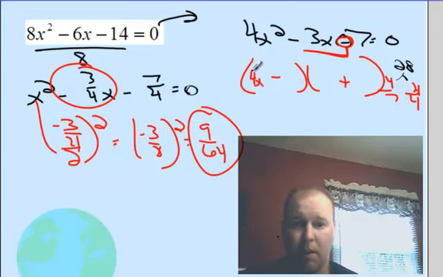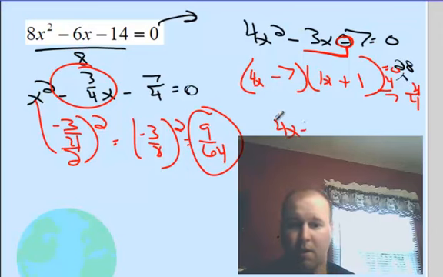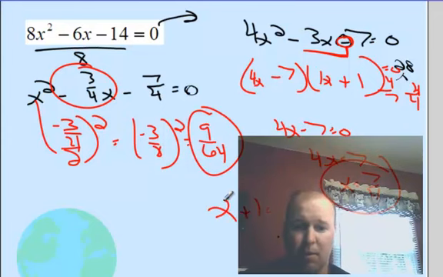So 4x minus 7, 1x plus 1 equals 0. Let's get some solutions. 4x minus 7 equals 0. 4x equals 7, x equals 7/4. And on the latter side, x plus 1 equals 0, so x equals negative 1.